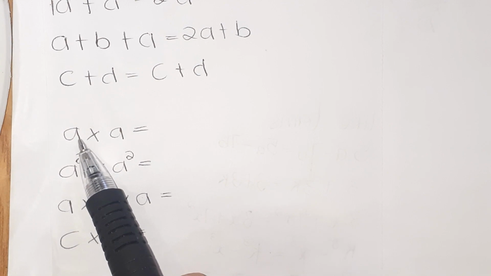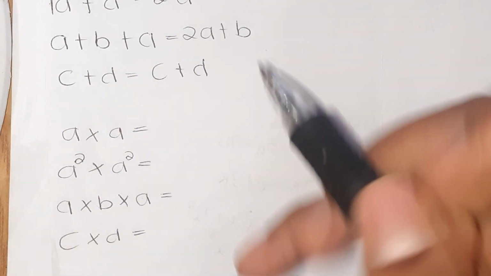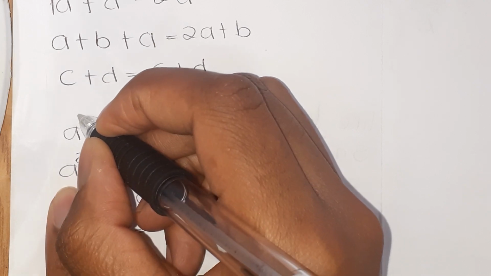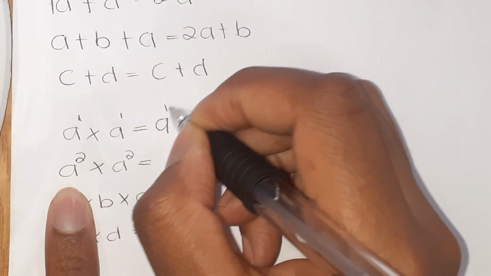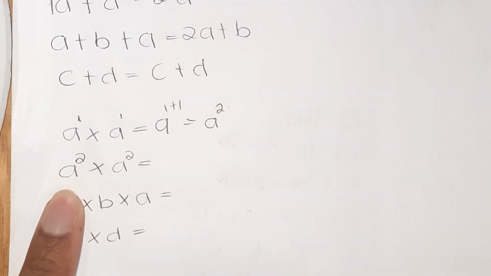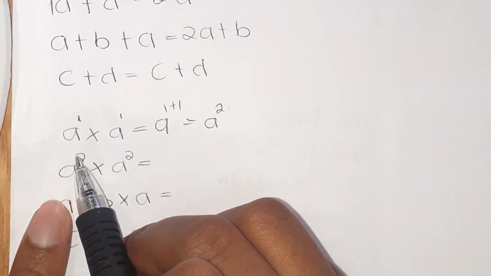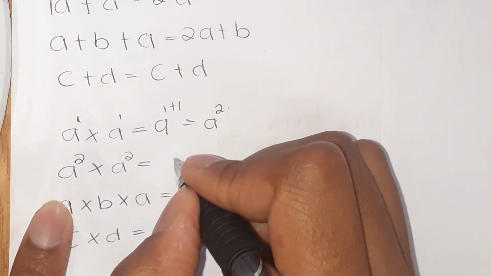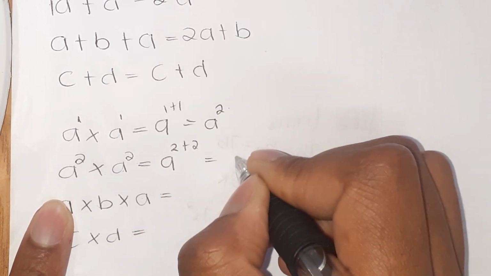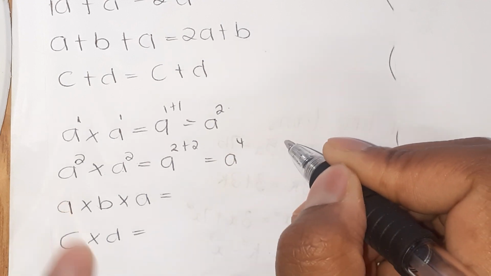Now when we have a times a, the bases are the same, we add the exponents. Anything that does not have a power written means this is 1. So we'll have 1 plus 1. That will cause a squared. Remember, always. So a squared times a squared equals a to the power of 2 plus 2. That will be a to the power of 4.